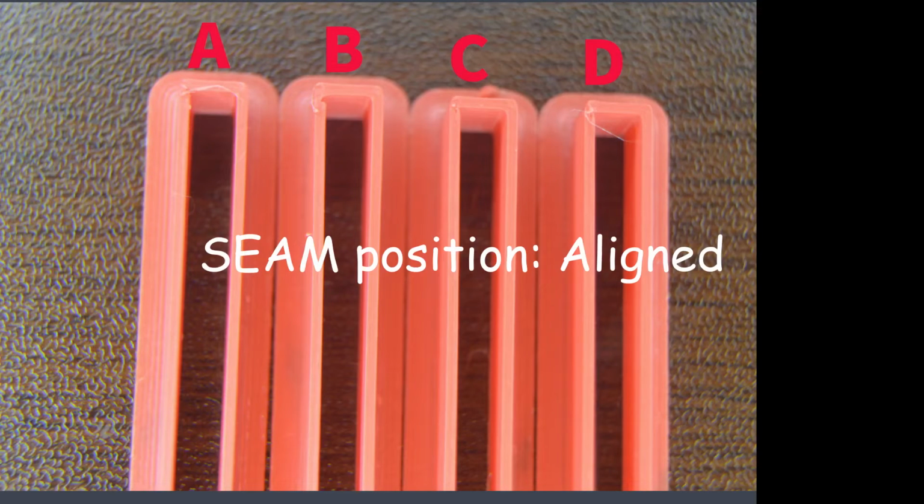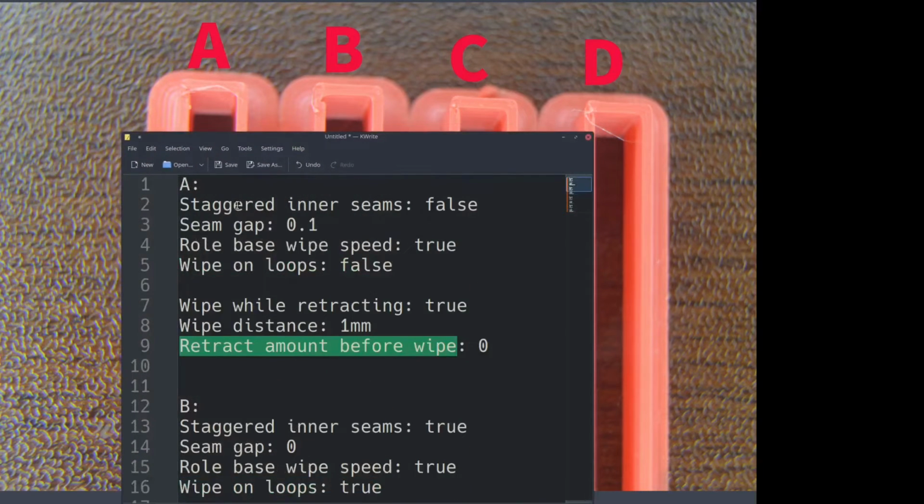I have 4 test prints here with different SIM settings A, B, C and D. So these are the settings for each of the print. The difference in these test prints is either the wipe distance, the SIM gap, or the retraction. So for A, SIM gap is 0.1 mm, and wipe distance is 1 mm. Retract amount before wipe is 0.